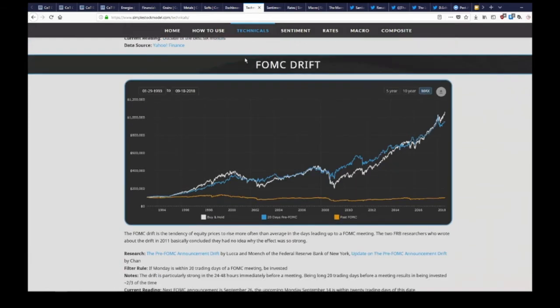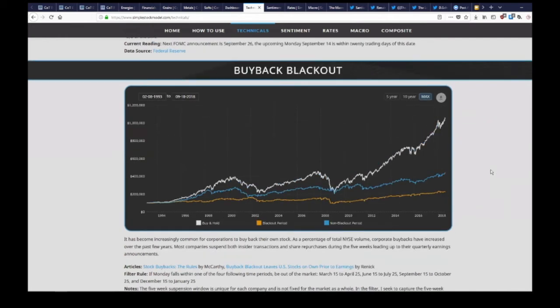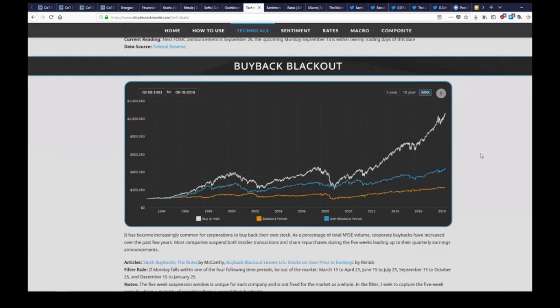FOMC drift is this weird quirk where the S&P typically rises in the 20 trading days leading up to the FOMC announcement. And the orange line is being long on the other days. And it's crazy: only being long the 20 days pre-FOMC has matched buy and hold while being in the market only about 80% of the time. So that's nuts. This has changed actually this week, so this is worth pointing out.